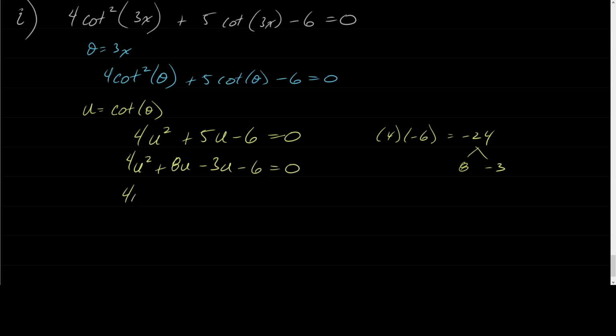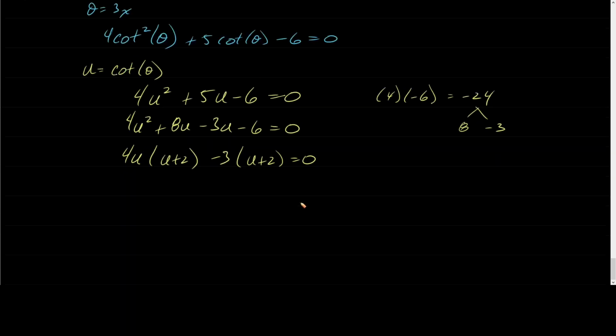From the first two, we can factor a 4u. We're left with just simply a u plus 2. From the second two, I can factor a negative 3. We're left with simply u plus 2. Since both of those have a u plus 2, we can now factor this as 4u minus 3 times u plus 2 is equal to 0, telling us that u is either equal to 3/4 or u is equal to negative 2. All right.